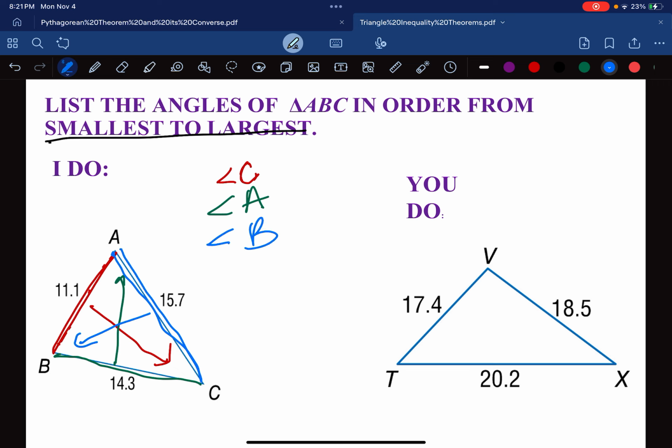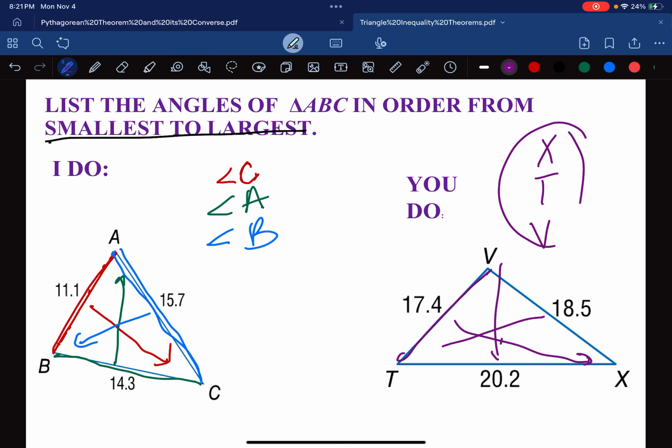So go ahead and pause the video and solve the next one on your own. So my smallest here is 18.5. So it's T. Oh, I made a mistake. It's not 18.5. My smallest is actually 17.4. So it should be X, then T, and then V. XTV.